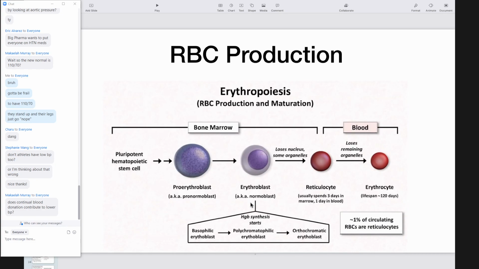Does continual blood donation contribute to lower blood pressure? No, it does not. You can have an acute lowering of blood pressure if you donate too much, but your body will start producing more blood. You'll start retaining more water to counteract that. So donating blood won't affect your blood pressure overall, but you may have an acutely low blood pressure from donating too much, where you feel a little bit dizzy, a little bit woozy.